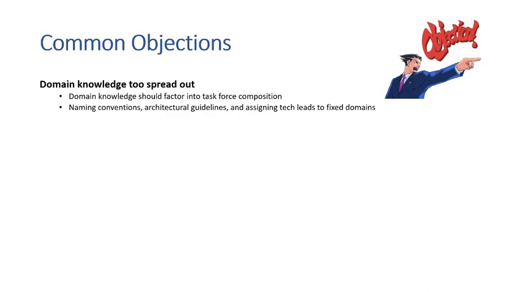But even if you did, is it really a problem, right? Is having a lot of domain knowledge spread across the organization a bad thing? I would actually say that's not really a bad thing. It's kind of a feature, not a bug. Naming conventions, architectural guidelines, and assigning tech leads to fixed domains is really kind of the solution, right? Having these naming conventions that help us understand.